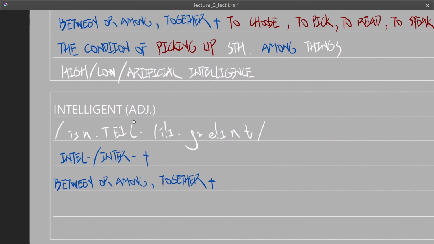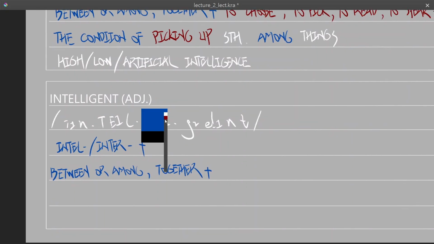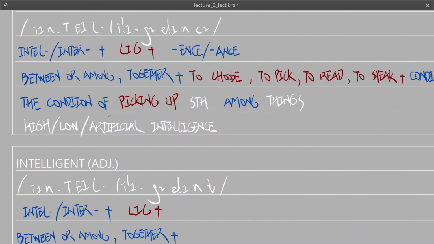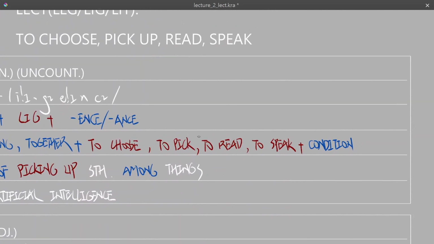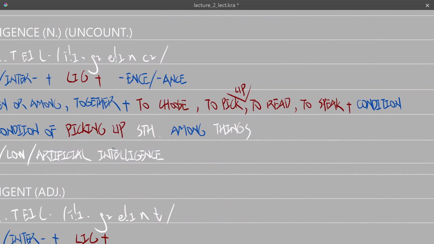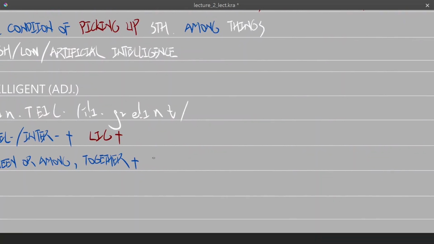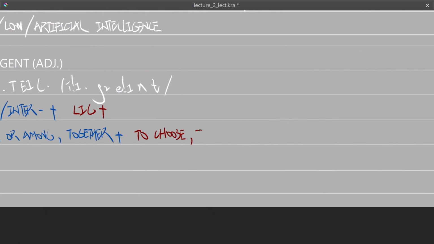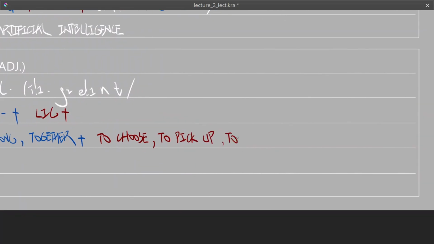And we have the root lect, meaning to choose, to pick up, to read, or speak.